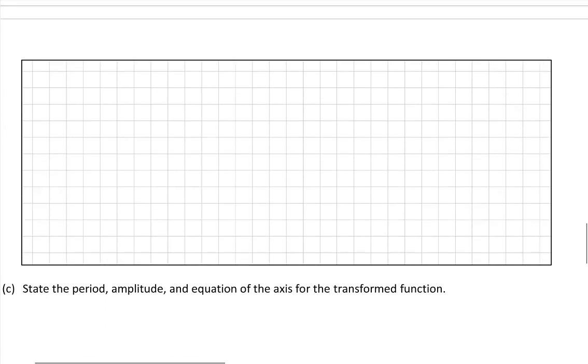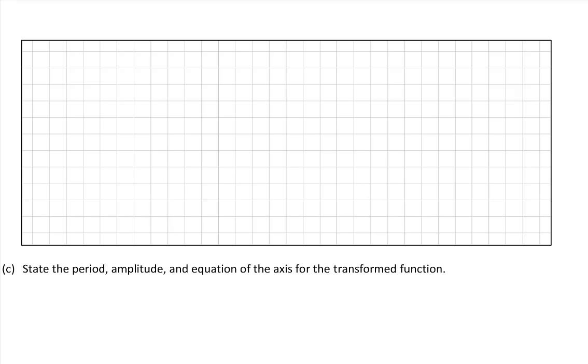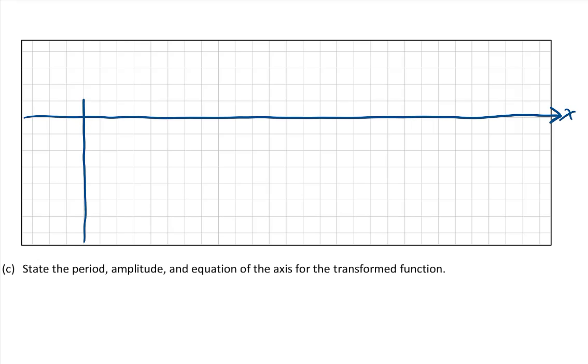Alright, so let's sketch this graph. So let's draw our x and y axis. So here's my x-axis. I see all the numbers are negative, so I'm going to throw this a little bit higher up. Here's my y-axis.